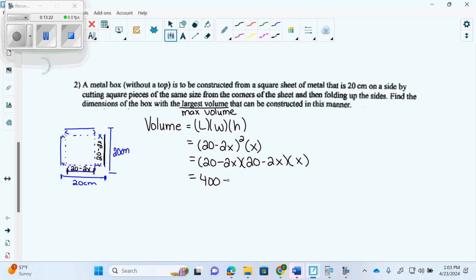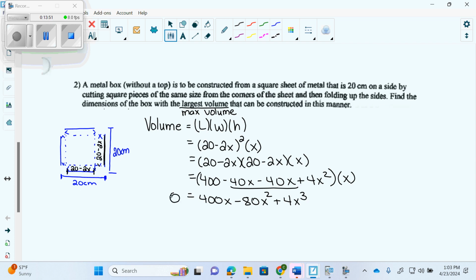Minus 40x minus 40x plus 4x squared, and then we have to multiply that all by x. Okay, so we get 400x minus 80x squared plus 4x cubed, because you're distributing in the x. Okay, so we're getting critical numbers, correct? We're going to set it equal to 0.